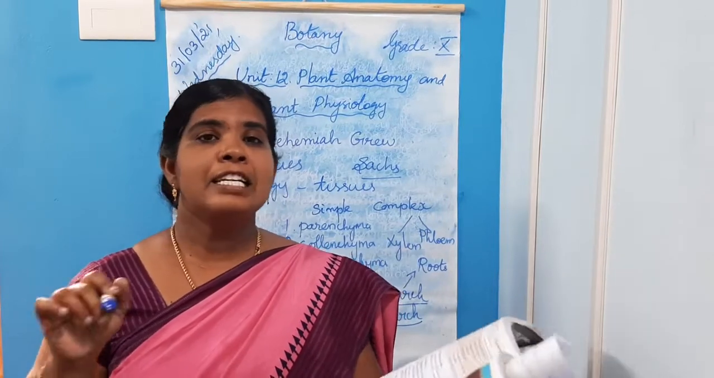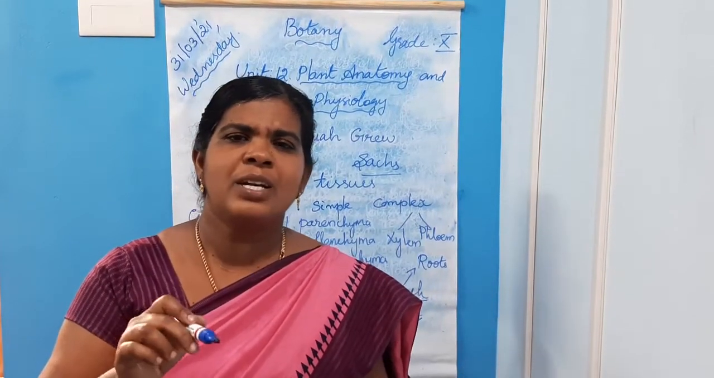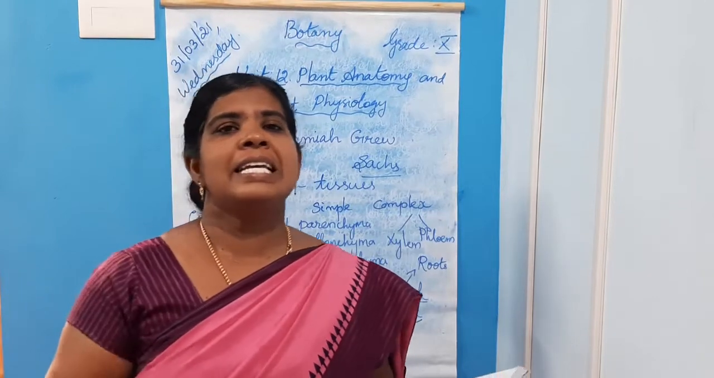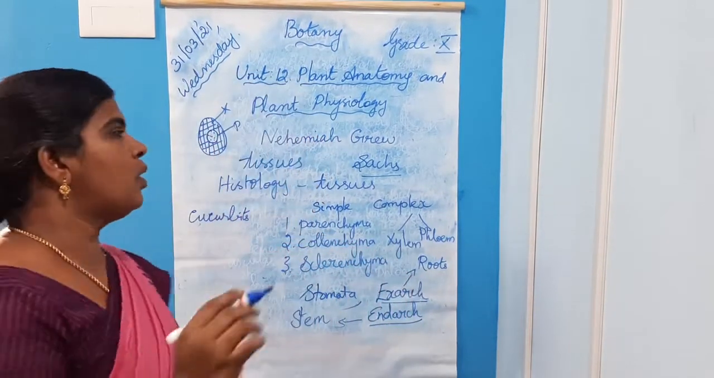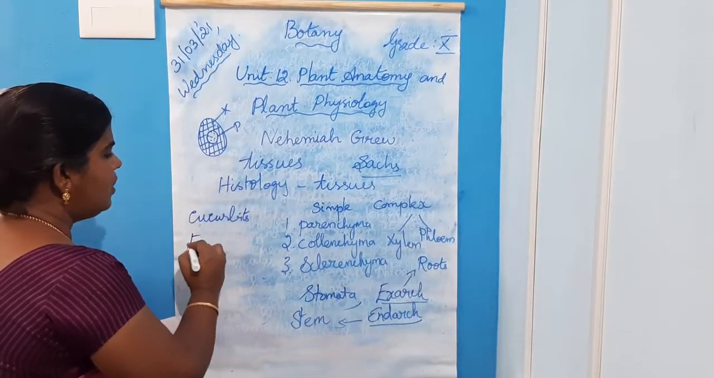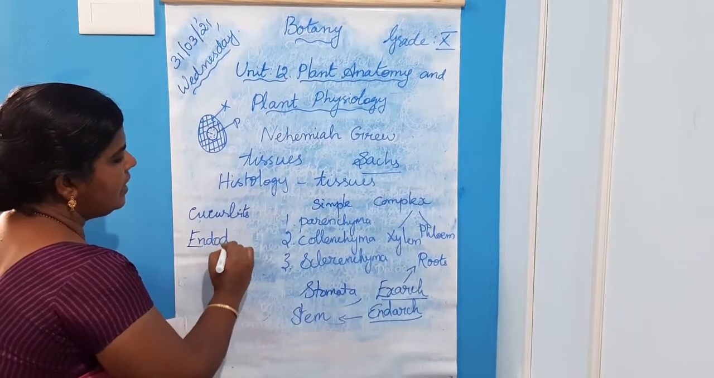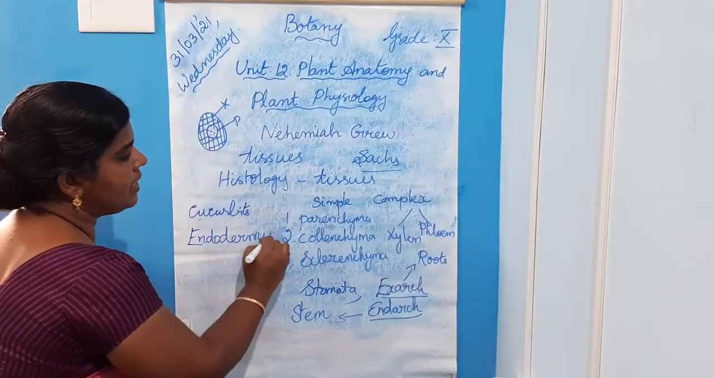Then, next to the epiblema is the cortex. Which is the innermost layer of the cortex? That is endodermis. Which is the innermost layer of the cortex?